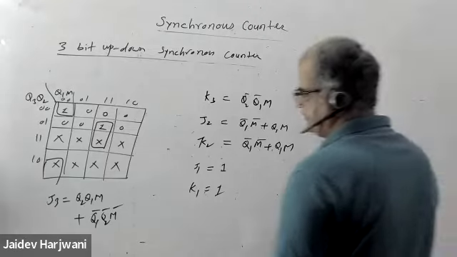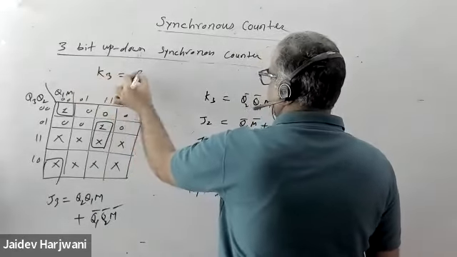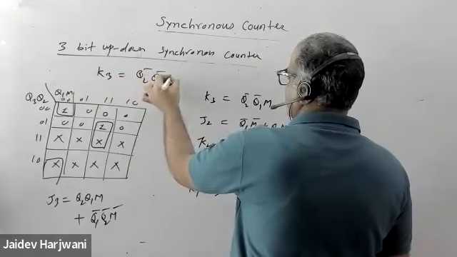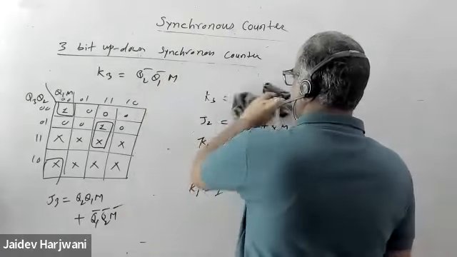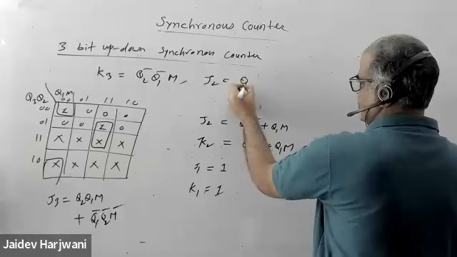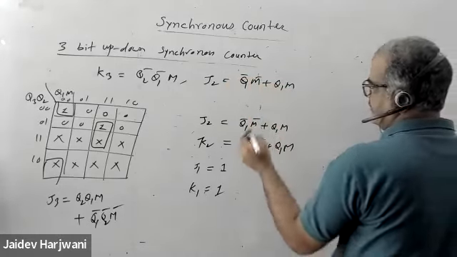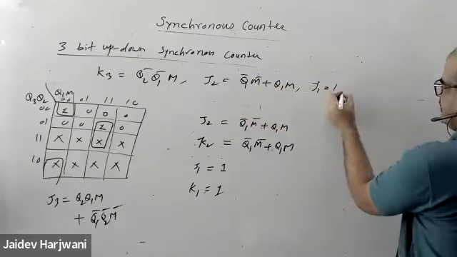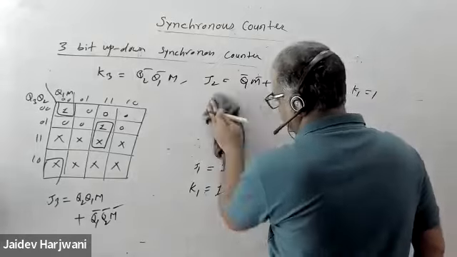So J3 value you have, K3 value I'm writing here because here I have to draw the diagram. Q2 bar Q1 M. Okay, similarly J2 value is Q1 bar M bar plus Q1 M. And J1 is 1, K1 is 1. Now you just have to draw the logic diagram or circuit.